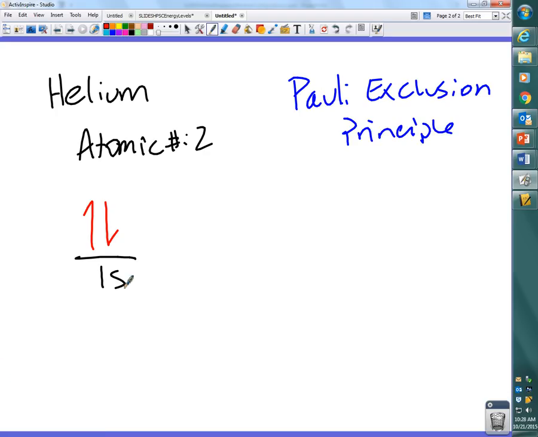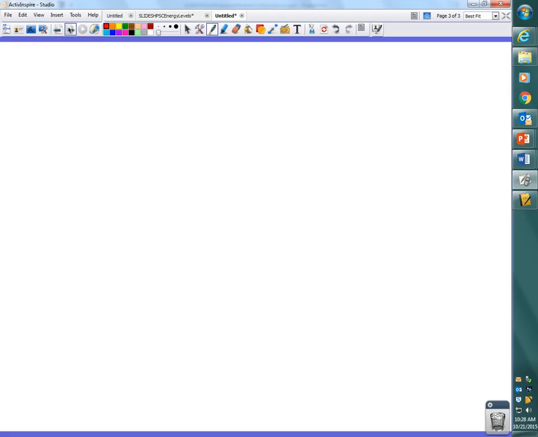So, Devlin asked, what if there's more than 2 electrons? The next thing that you come across on your outline, Devlin, is what? Lithium. All right. So, if we're drawing an orbital diagram, we need to know how many electrons. We look on the periodic table, and we find that lithium has 3 electrons.